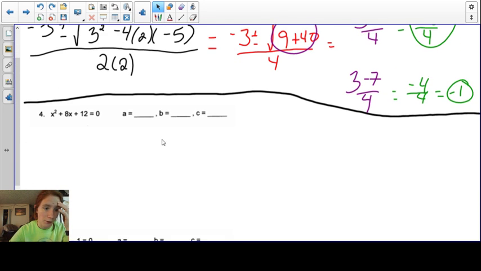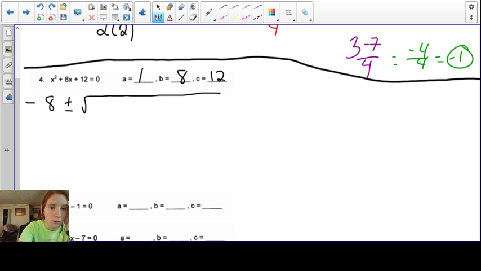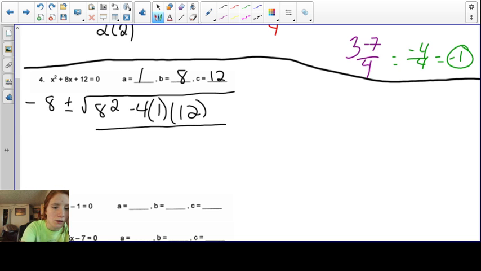Okay, next one. My A is 1, my B is 8, and my C is 12. So I have -b, so -8, plus or minus the square root of b squared minus 4 times 1 times 12 all over 2 times 1.